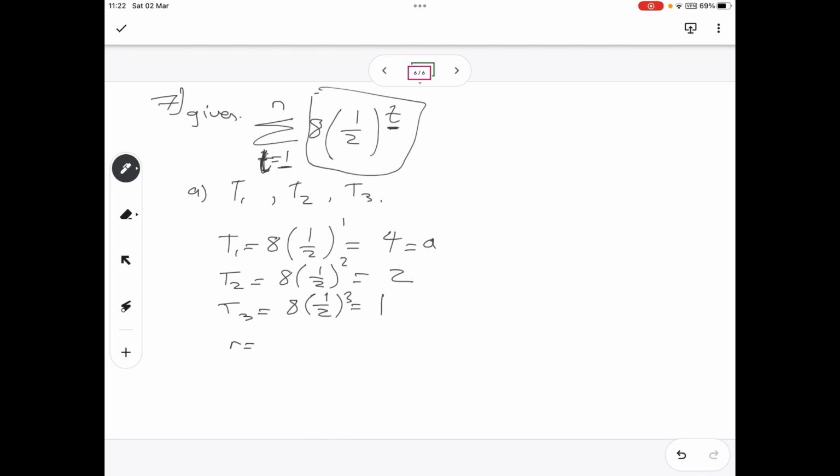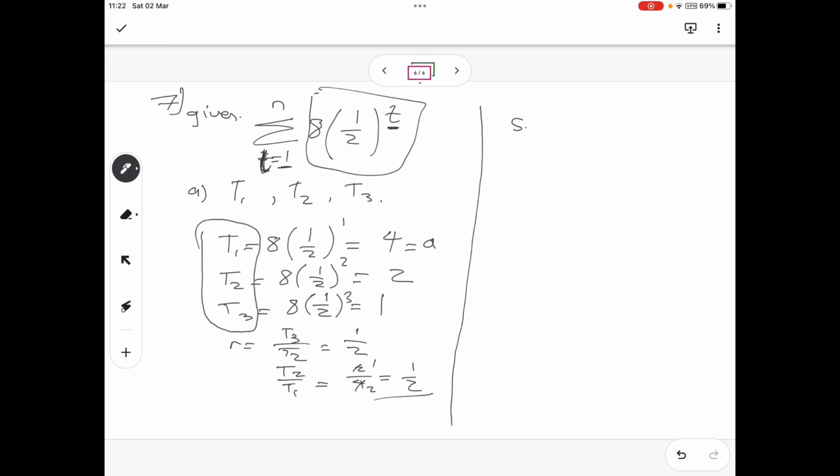Then our constant ratio, just for kicks, if we take T3 over T2, we get 1 over 2. And in the same way, if we take T2 over T1, we get 2 divided by 4. This divides in there once, in there twice, and then we also get a half. Then we've calculated the first 3 terms, so we've answered that question and maybe went a step further.